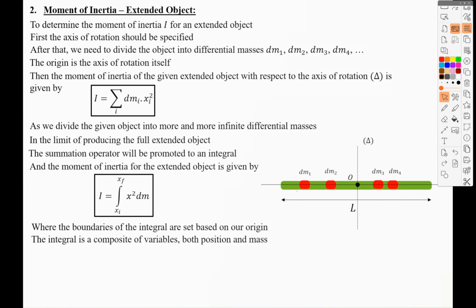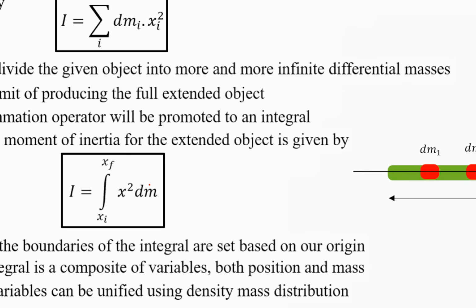The integral is a composite of variables, both position and mass. Both variables can be unified using density mass distribution. What I'm trying to say here is that the mass can be unified into position by recalling that lambda, which is the linear mass density, is given by dm divided by dx.